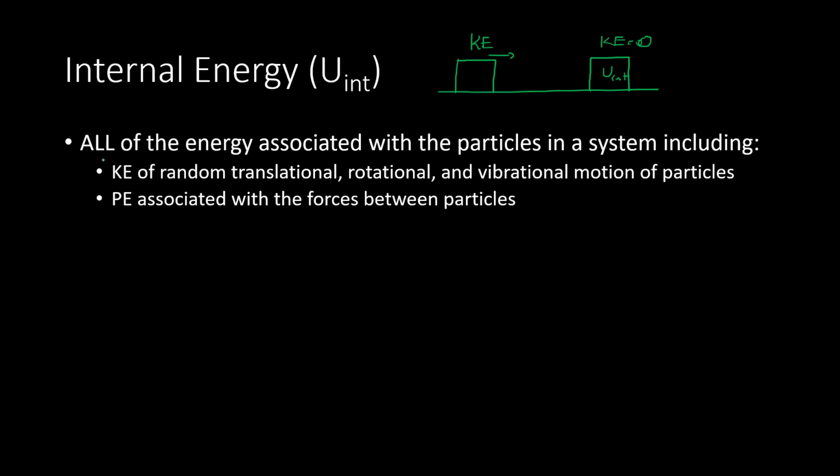When we refer to internal energy, we're talking about all of the energy that's associated with the particles. So we're looking at the micro level, inside of the material itself. If it's a gas, which is what we're looking at, then these particles are moving around and flying everywhere. That's random translational kinetic energy, and it's this one that we learned is related to the temperature of the gas or material.